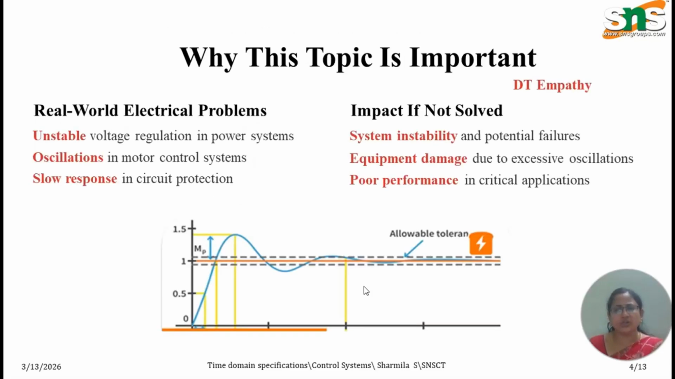So now let's move on to the empathize part of this design thinking stage, that is, why this topic is important. In real-world systems, we often observe unstable voltage regulation in power systems, oscillations in motor control systems, and slow response in circuit protection. If this problem is not solved, it can lead to system instability and potential failures, equipment damage due to excessive oscillations, and poor performance in critical applications.